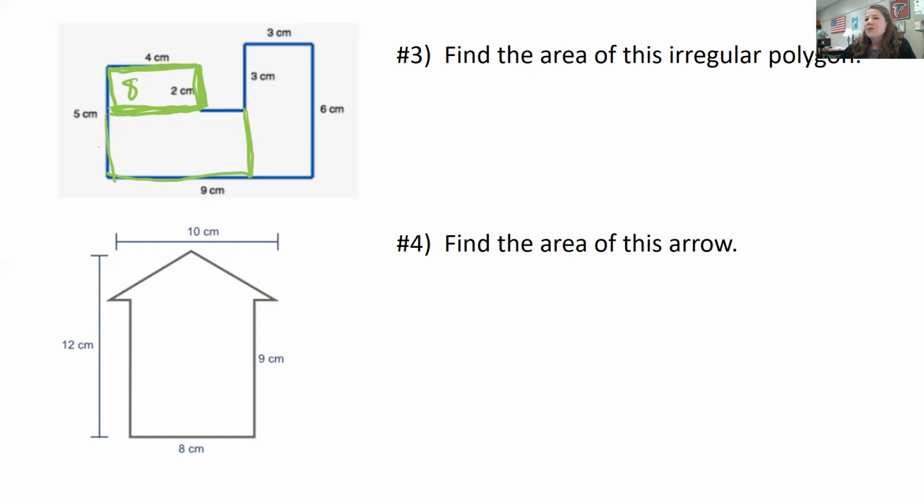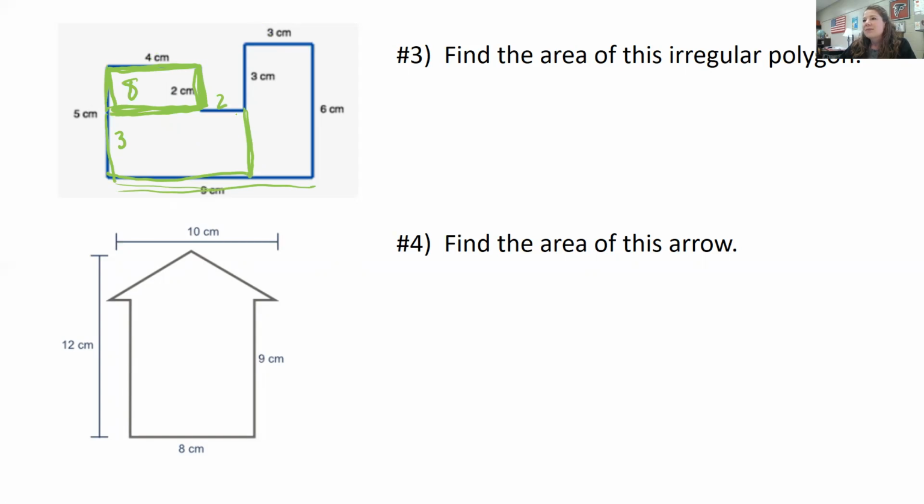Well, if this whole side is 5, but this side right here is 2, that means this is 3. And this whole length is 9. Well, here's a 3 and this is a 4, so that's 7, which means this part has to be 2, right? So 4 plus 2 plus 3 is 9, which is the length of this whole side right here.